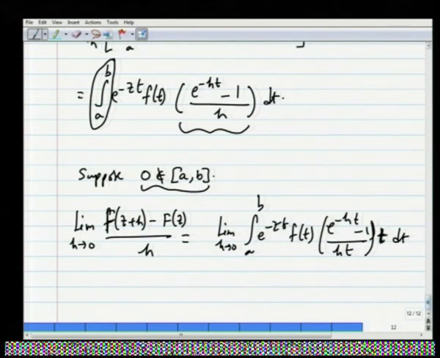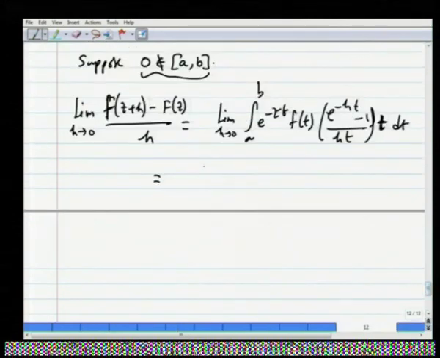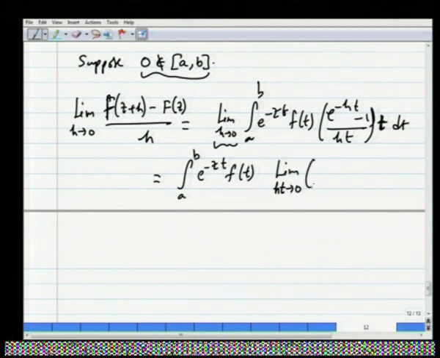So, I can multiply and divide, and since the limit h goes to 0 does not depend on t, I can take the limiting process inside the integral. So, this is integration from a to b of e^(-zt) f(t) times the limit as h goes to 0. Well, if h goes to 0, ht also goes to 0, of (e^(-ht) - 1)/(ht) times t dt.